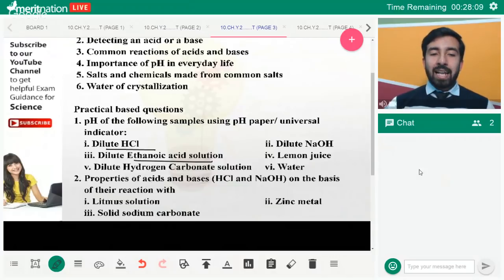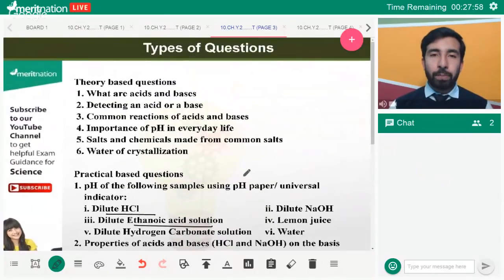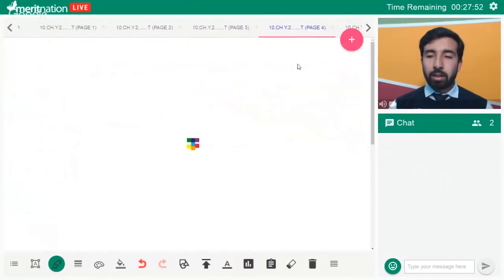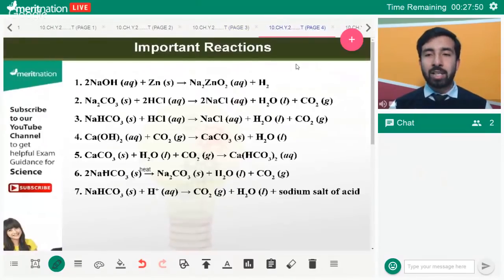So HCl and NaOH on the basis of their reaction with litmus solution, solid sodium carbonate, and zinc metal. So you can be asked about their reaction with these. These are the few important topics from which you can be asked questions in your board exams. Now, moving on to the next part, the formula of ethanoic acid is CH3COOH. CH3COOH is your ethanoic acid.